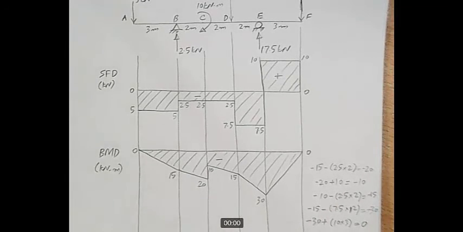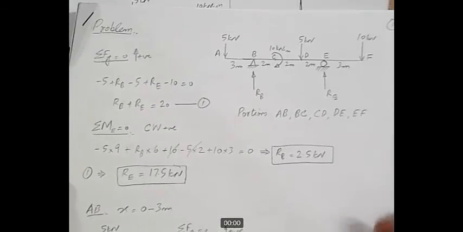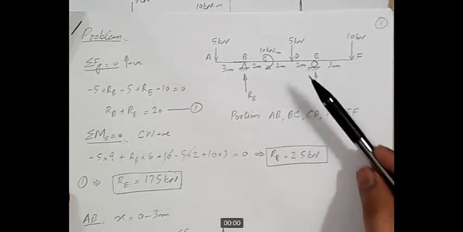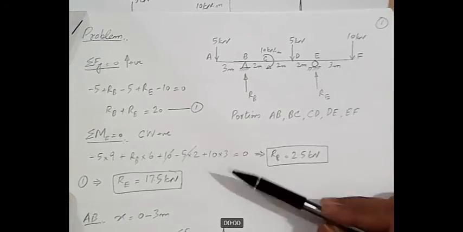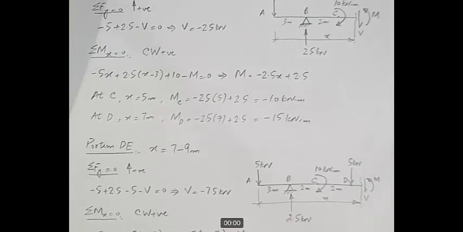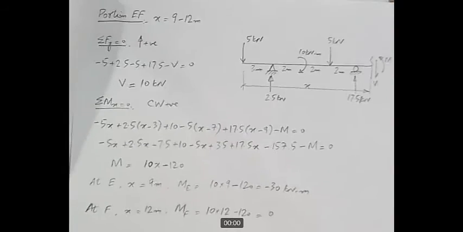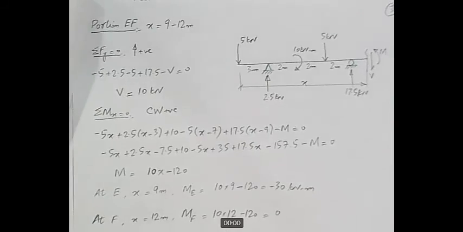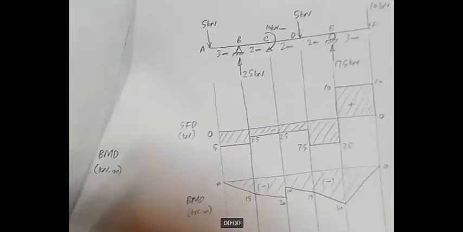Now let me compare this solution with our old solution. Here, this is our old solution that we did earlier. It's exactly the same problem. We determined the reactions, and then we wrote down the equations, and we had a lot of segments, portion A, B, B, C, C, D, D, E, and portion E, F. So we did a lot of calculations, and after that we drew these diagrams.